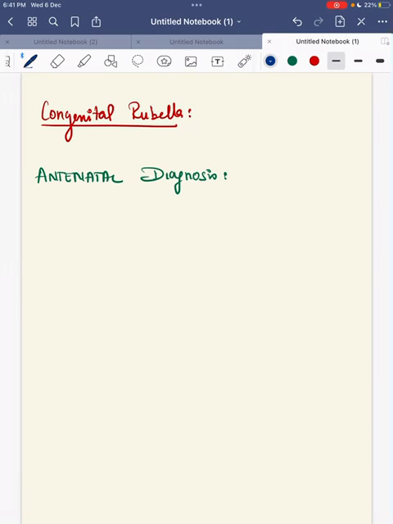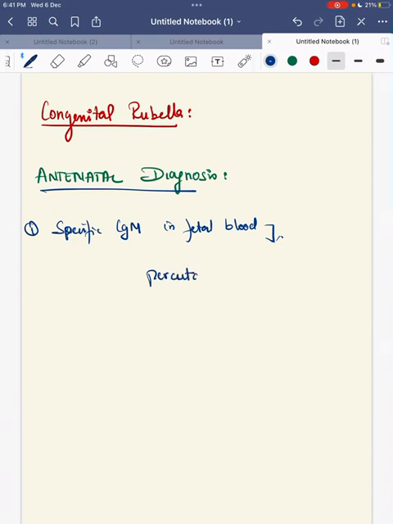Okay, so this is about congenital toxoplasmosis. Next, we'll see about congenital rubella. In congenital rubella, you have antenatal diagnosis and postnatal diagnosis. In antenatal diagnosis, first you do specific IgM in the fetal blood. How do you do it in fetal blood? It is done through percutaneous umbilical cord sampling. So specific IgM for rubella infection should be done through umbilical cord sampling.